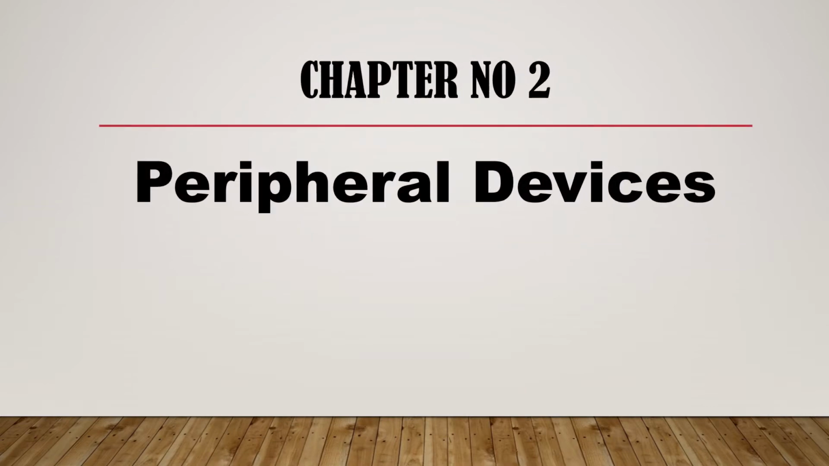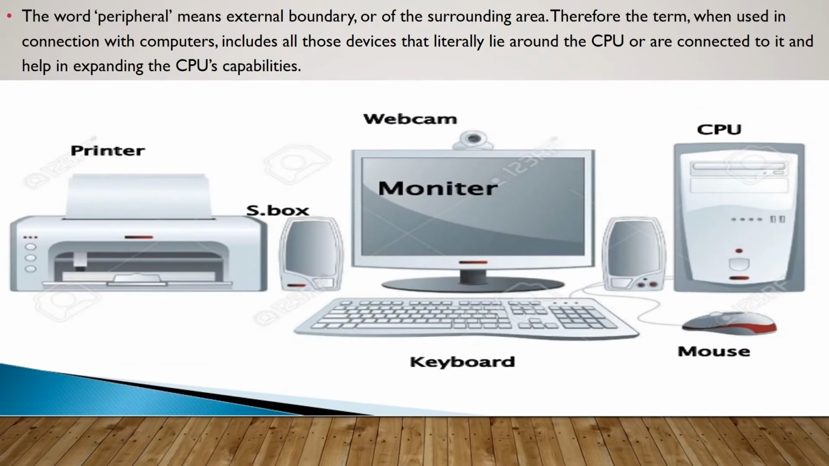Today we are going to start chapter number 2, Peripheral Devices. The word peripheral means external boundary or the surrounding area. Therefore, the term, when used in connection with computers, includes all those devices that literally lie around the CPU or are connected to it and help in expanding the CPU's capabilities.